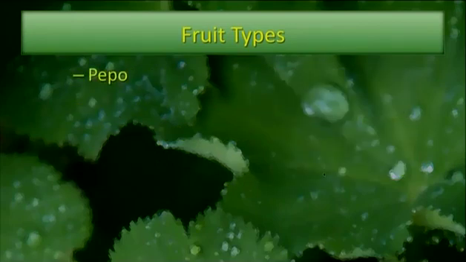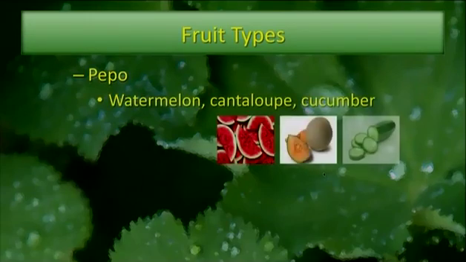Now, pepo. These are berries that have thick rinds, and they tend to be fruits of the pumpkin family, the Cucurbitaceae. They include watermelon, cantaloupe, and cucumber. So you see here this rind, this thick rind. So these are berries with a thick rind. Even a cucumber has a rind on it. So this is our example of pepos.